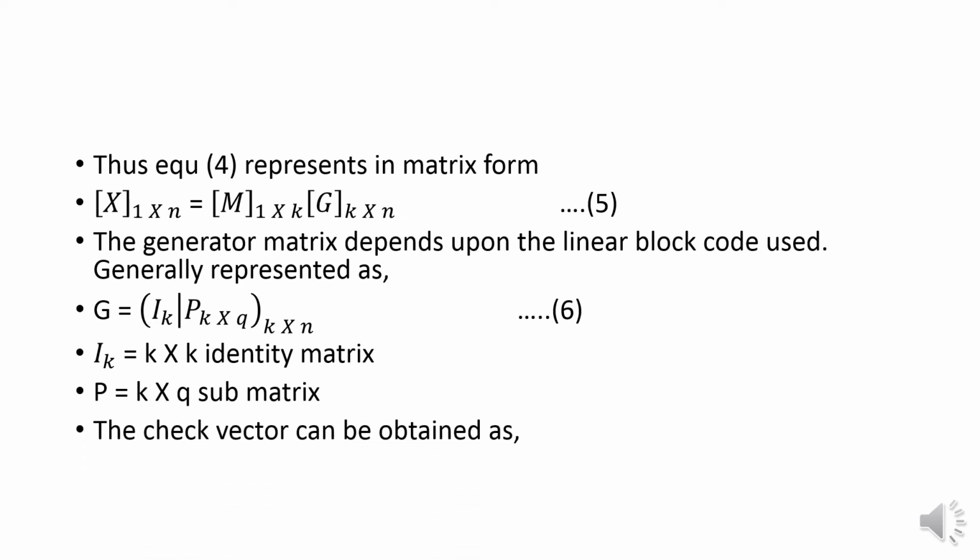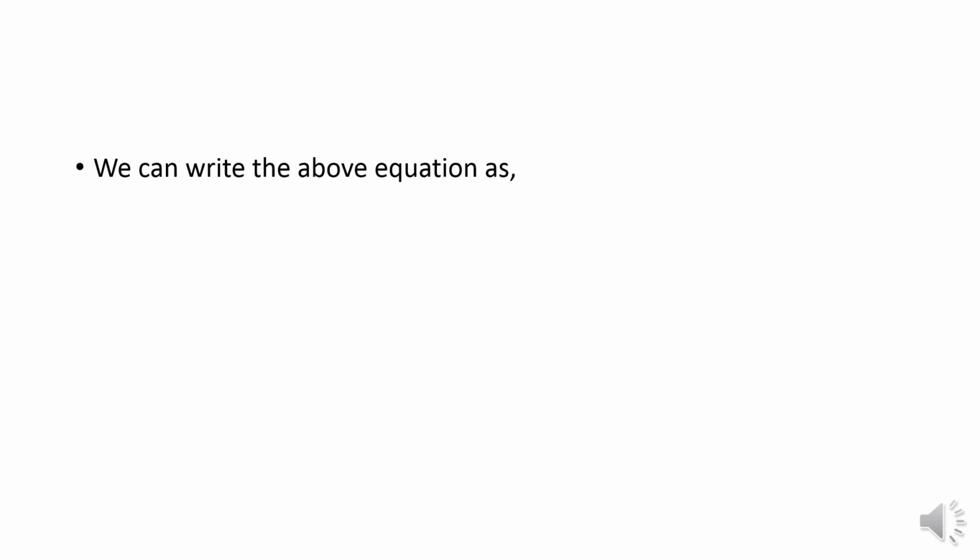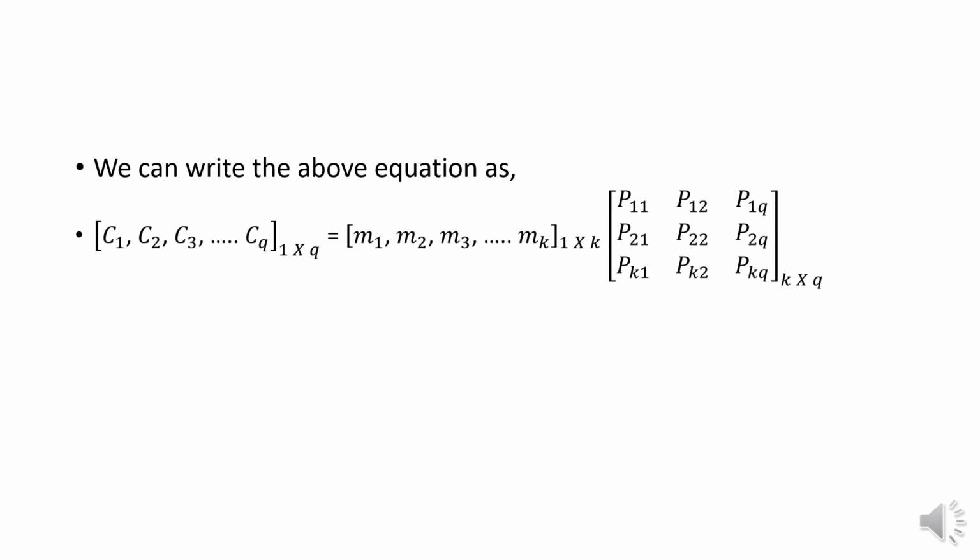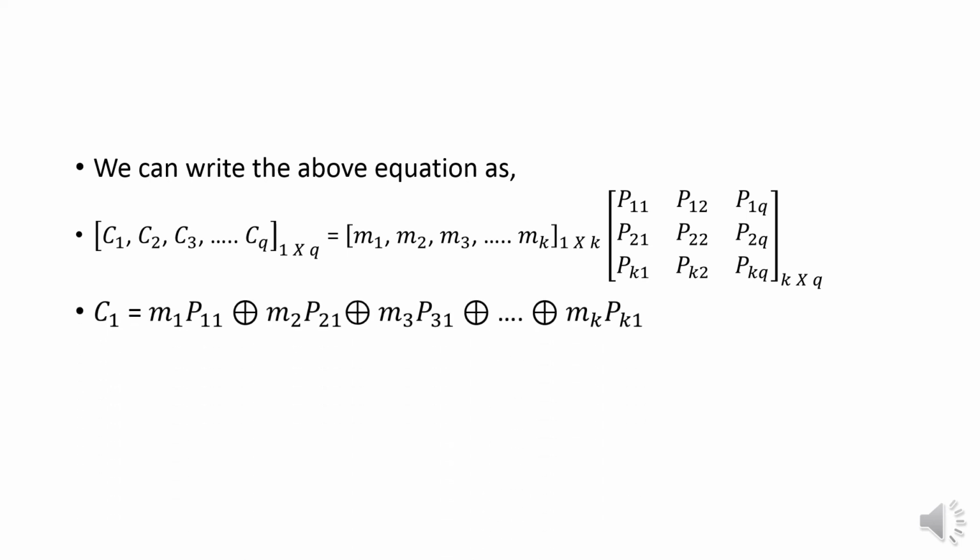So the check vector can be obtained as c equals m into P. We can write the above equation as c1, c2, c3 and so on cq, of size 1 cross q, equals m1, m2, m3 and so on mk, of size 1 cross k, times the P matrix, that is P11, P12, P1q, P21, P22, P2q, up to Pk1, Pk2, Pkq, of size k cross q.